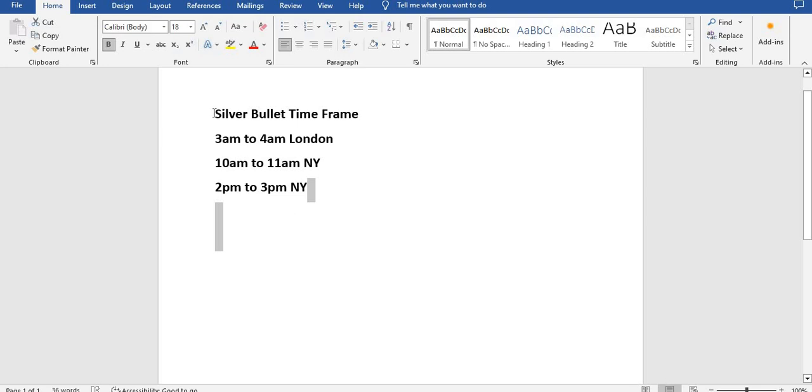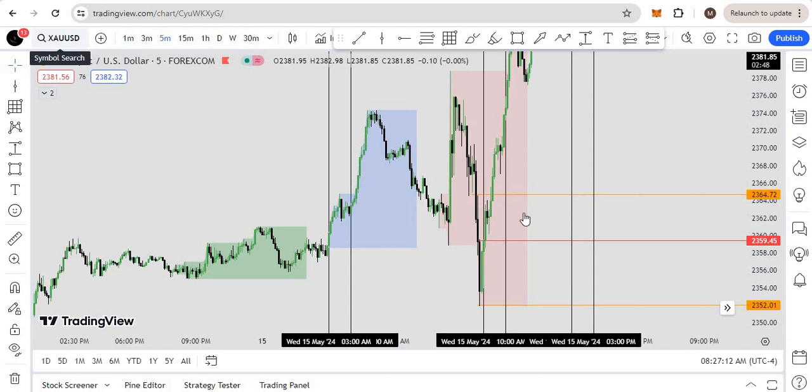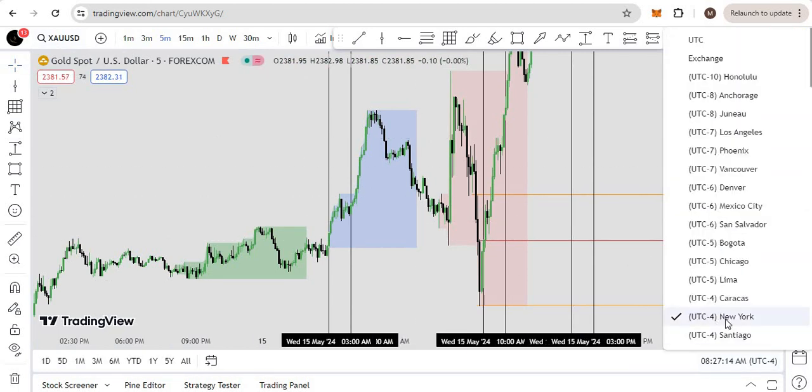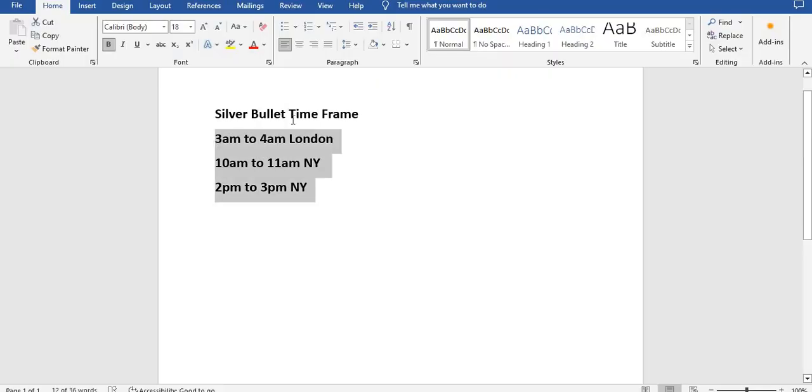So in the previous video, I taught you the Silver Bullet time frames: 3 am to 4 am London session. All time frames correspond to New York time. That is, if you are on your TradingView chart, UTC-4 New York should be set, so our time windows match each other. Then 10 am to 11 am New York, and 2 pm to 3 pm New York PM session. These are the three time frames for a Silver Bullet in a day, and this specific setup happens almost every day.